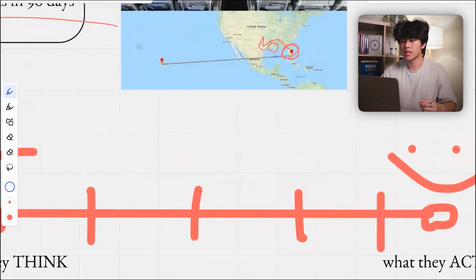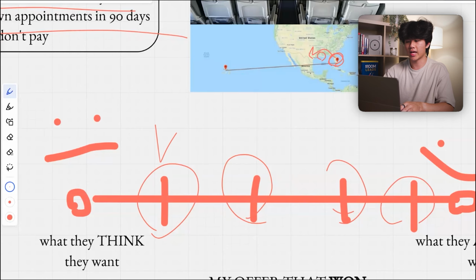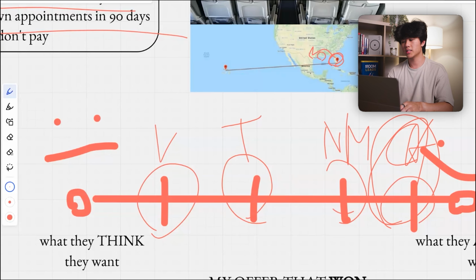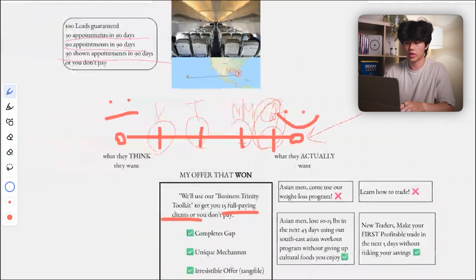So what that means is you're not helping them go from Florida to Louisiana, to Texas, to New Mexico, to Los Angeles, which are basically these, this being Louisiana, this being Texas, this being New Mexico, right? This being California. These, they don't matter. They only care about getting to Hawaii, which is the end result. So that is what you want your offer to do.